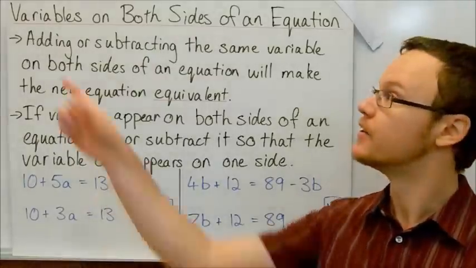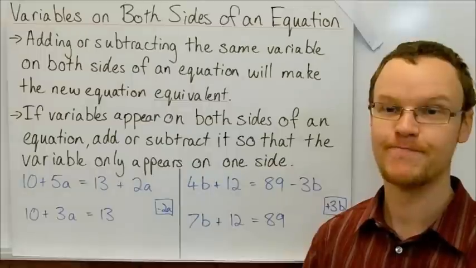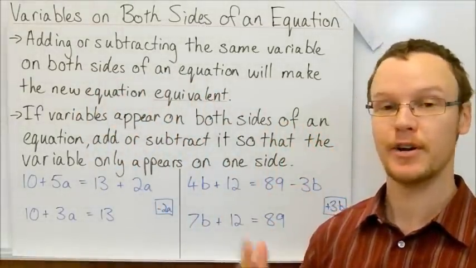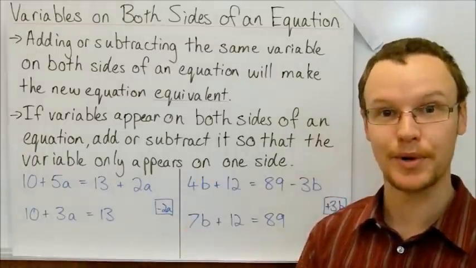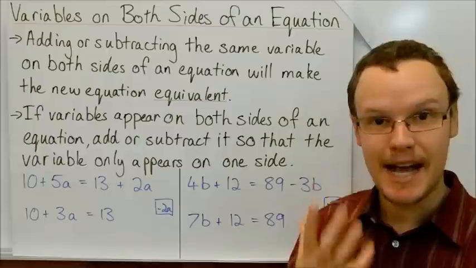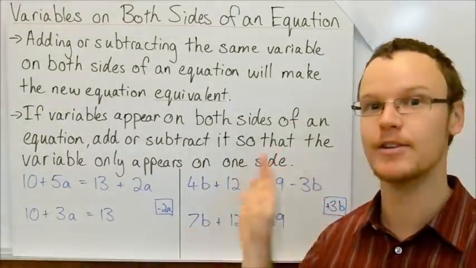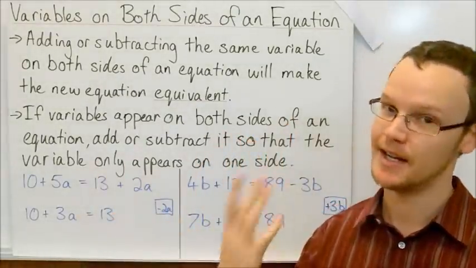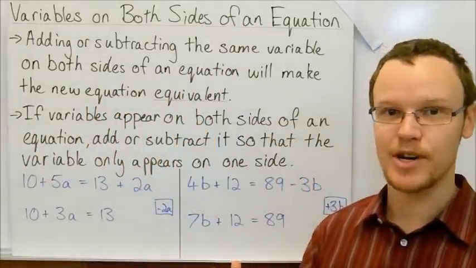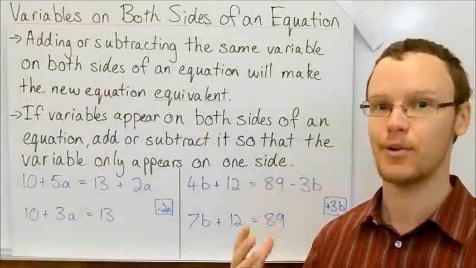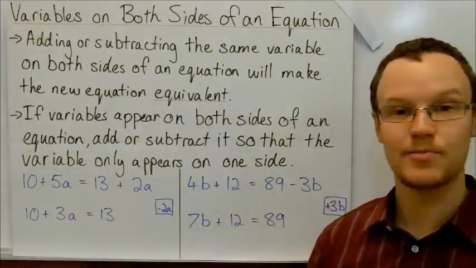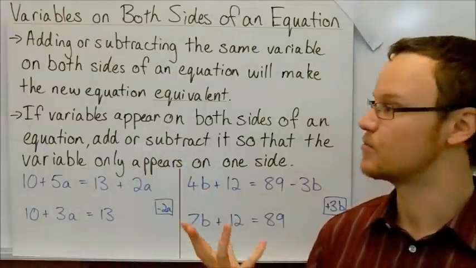Today we're going to look at variables on both sides of an equation. Whenever we have an equation with a variable on both sides, it's very easy to work through and solve the problem in the usual manner. All we need to do is add or subtract the same variable from both sides, and the equation will be equivalent. Once again, adding or subtracting the same thing from both sides will make the equation equivalent. So if variables appear on both sides of an equation, you can add or subtract it so that the variable only appears on one side.